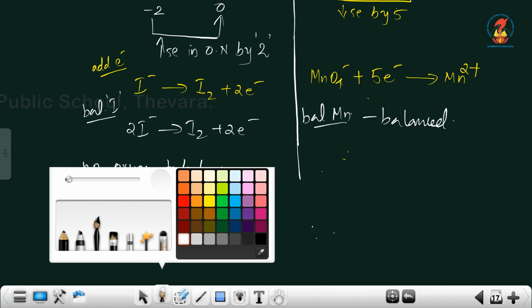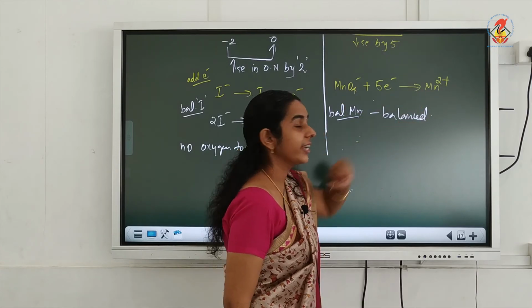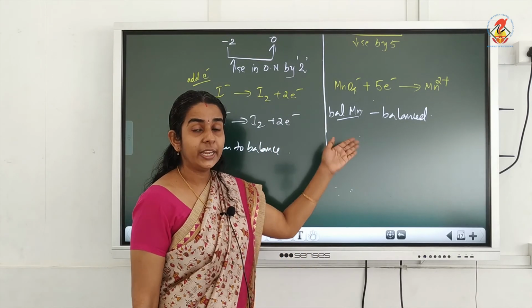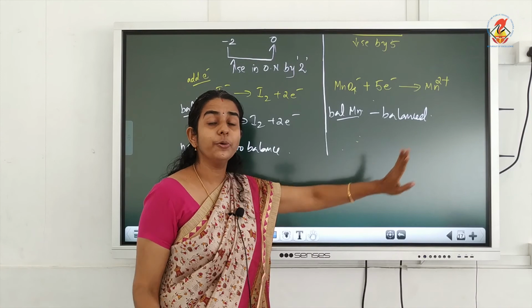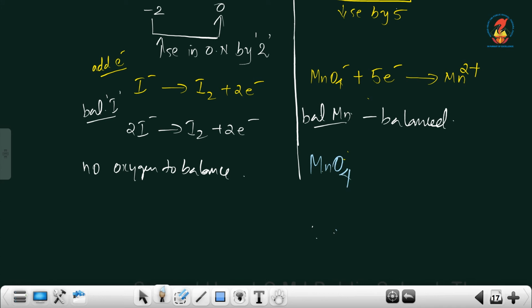But here we have oxygen to balance. See, on the left hand side we have 4 oxygen, on the right hand side there is no oxygen. That means on the right hand side there is deficiency of 4 oxygen atoms. So how to balance oxygen? Right hand side there is shortage of 4 oxygen, means on the right hand side add 4 water molecules plus 5 electrons giving Mn2 plus 4 water. So where there is deficiency of oxygen, add equal number of water molecules.